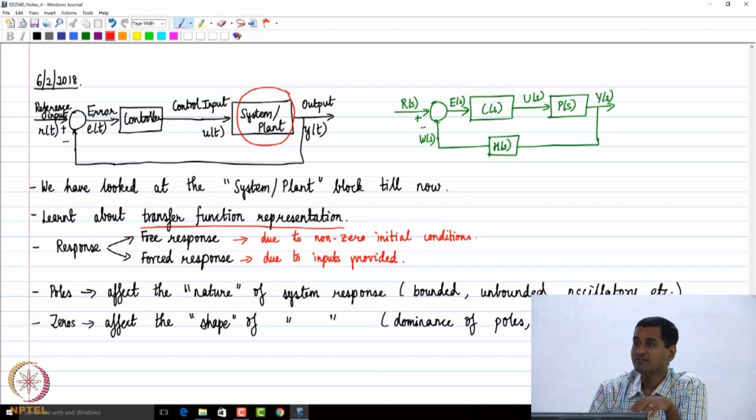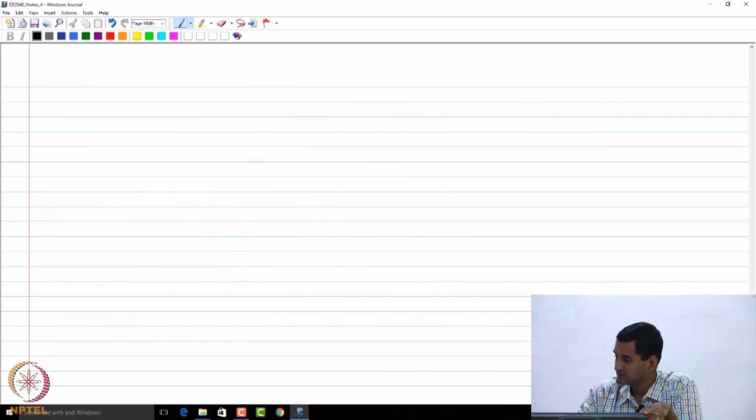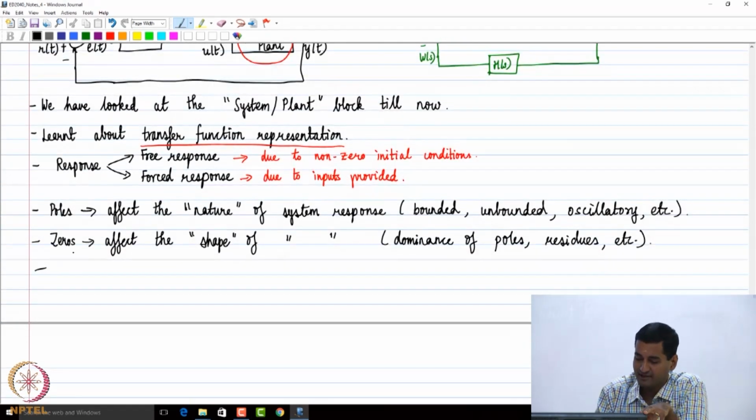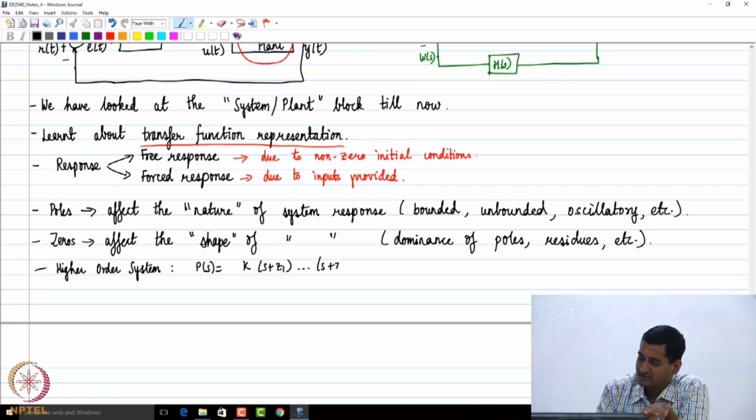So all those things are effects of zeros. And by and large, even if you look at the response of a higher order system, in general, typically, let's say the plant transfer function is just some K times (s plus z1) all the way till (s plus zm), divided by (s plus p1) all the way till (s plus pn), okay?